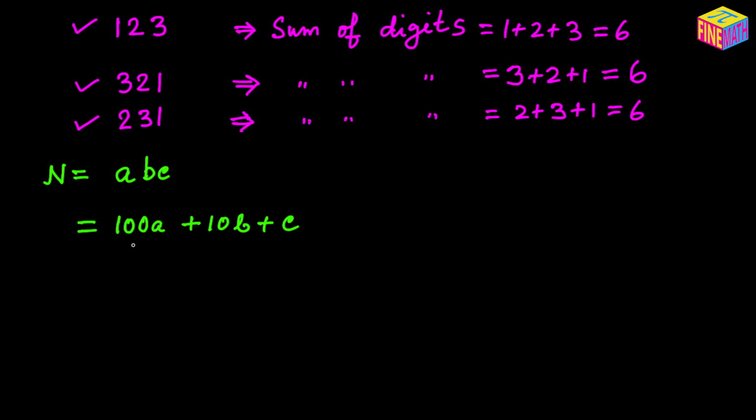Now, if you look at these 3 terms whose sum makes up our original number, each of the terms doesn't seem to be divisible by 3. Neither of them, right? I mean, 100 is not divisible by 3, 10 is also not divisible by 3, and C is also not divisible by 3. We really don't know what we have in C.